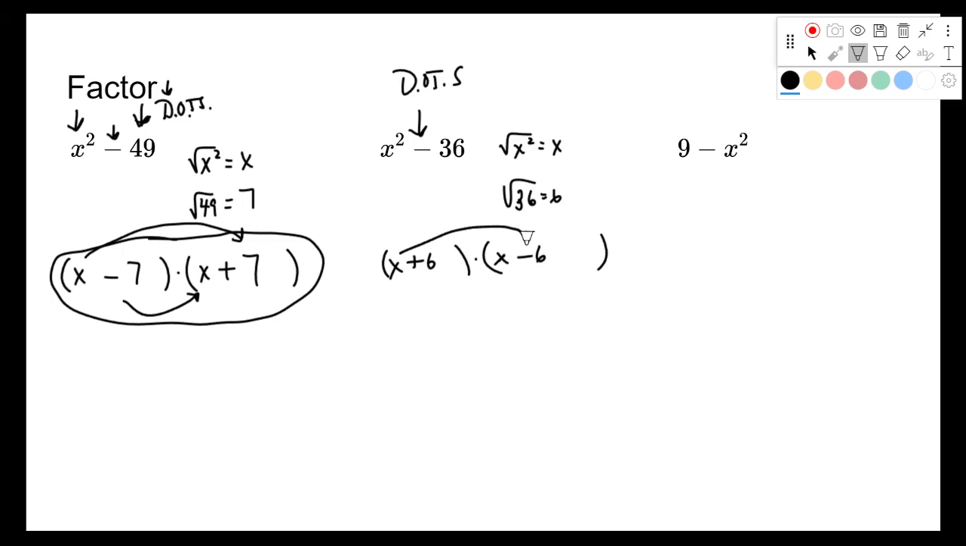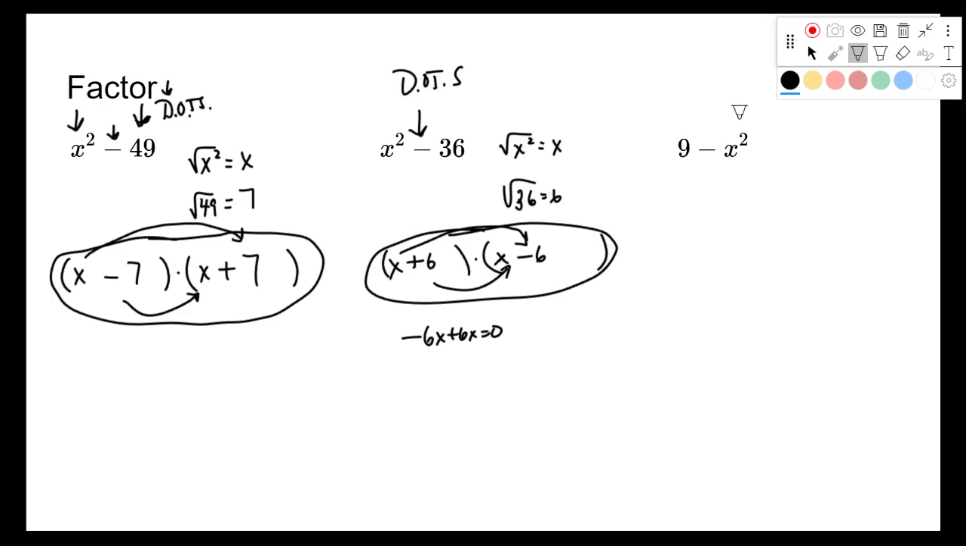If I did x times negative 6, that's negative 6x. Positive 6 times x is positive 6x. Negative 6x and 6x is 0. That's why there's no x term in the middle. That's the right answer. Let's try this third one here.